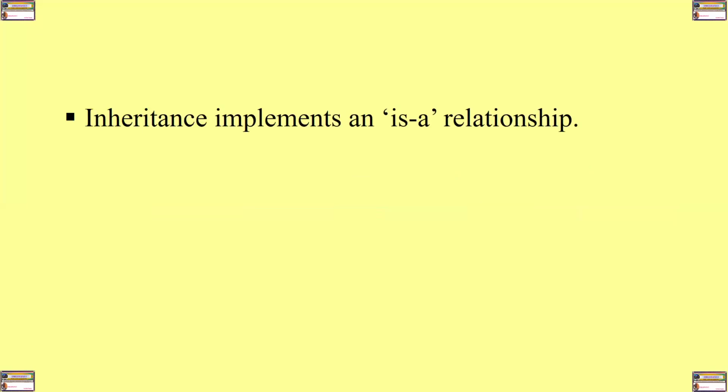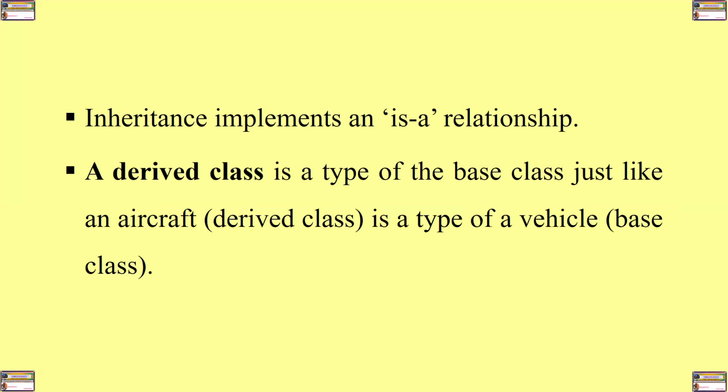Inheritance implements what we call an is-a relationship. A derived class can therefore be said to be a type of the base class, just like an aircraft, which is a derived class, is a type of a vehicle, that is, the base class.